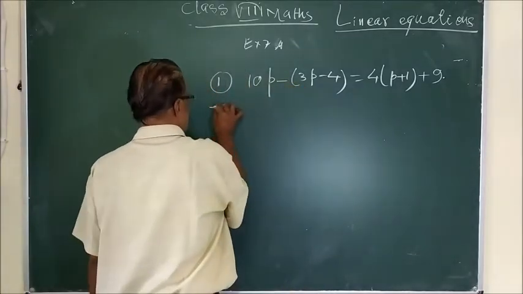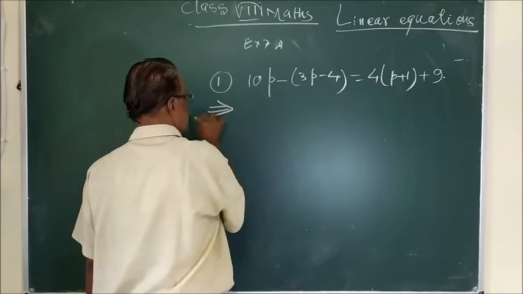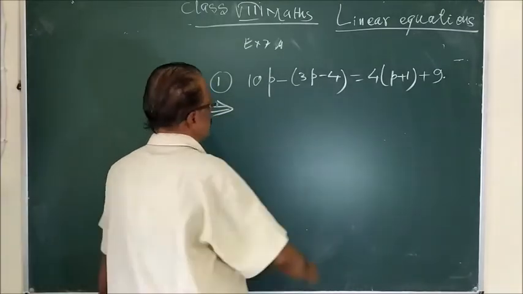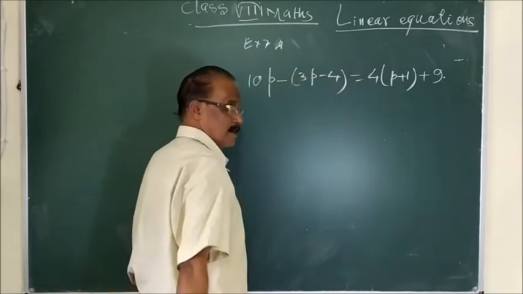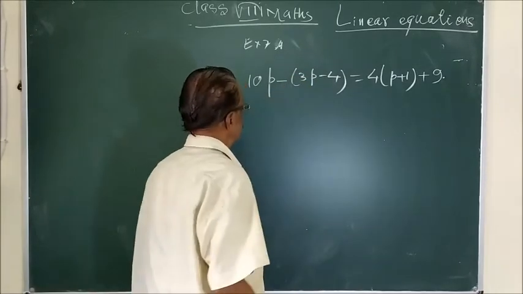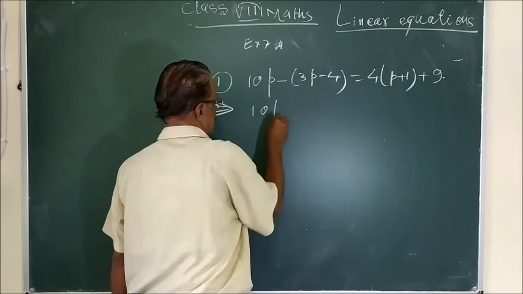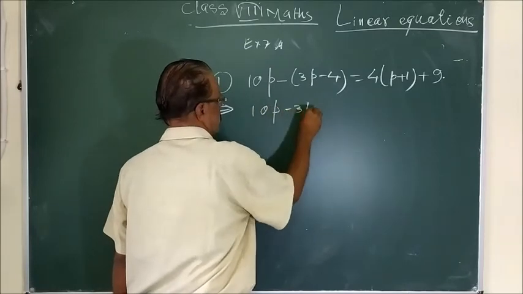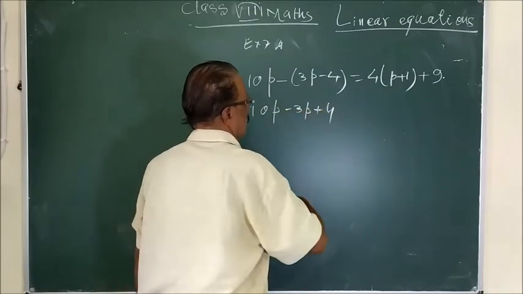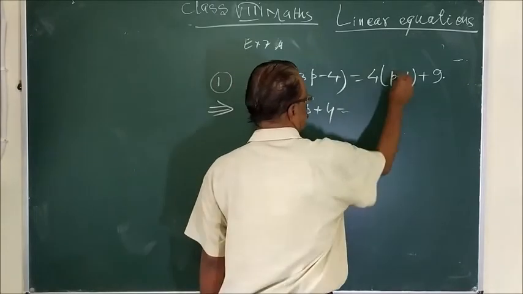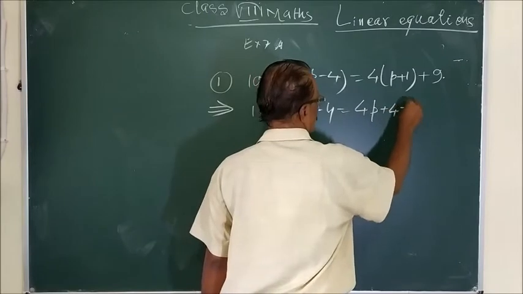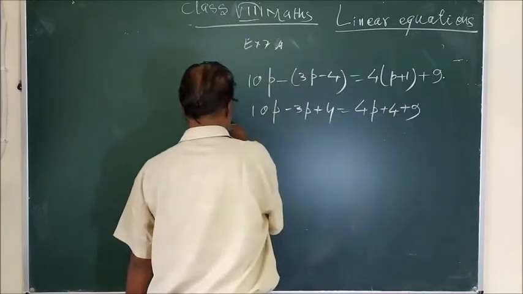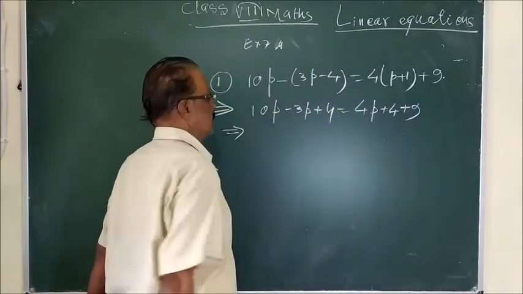Now you see, this is the implied. हर स्टेप में ये सिंबल देना है. देखिए, first you remove the bracket. इसका रूल है कि if there is minus, so that will be changed into plus. Minus 3p plus 4. And this will be into her 4 into p, 4p, 4 into 1, 4 plus 9. So first we have simplified.